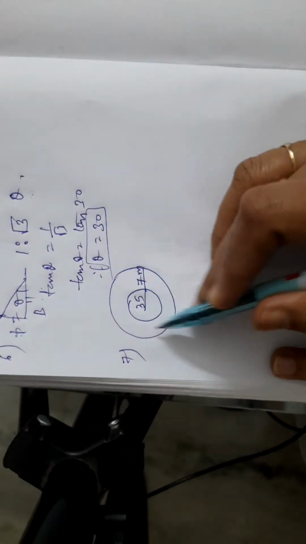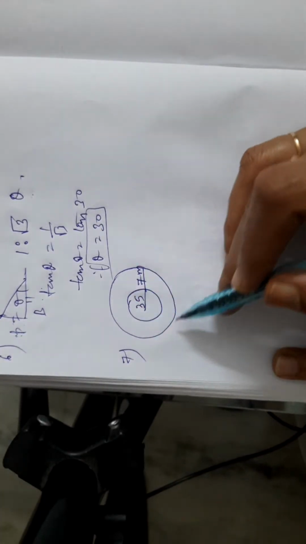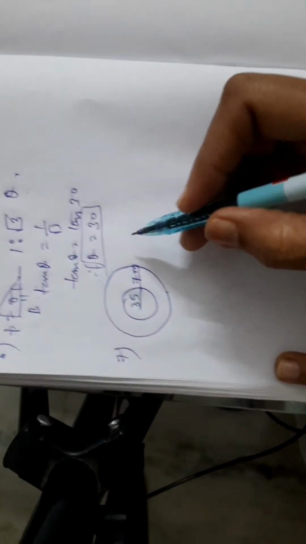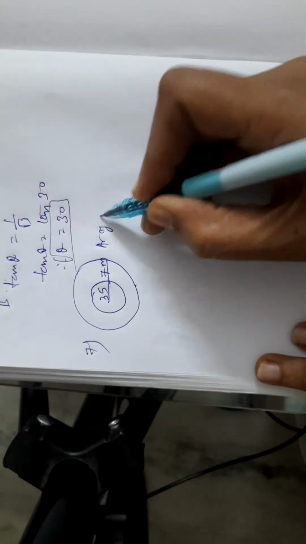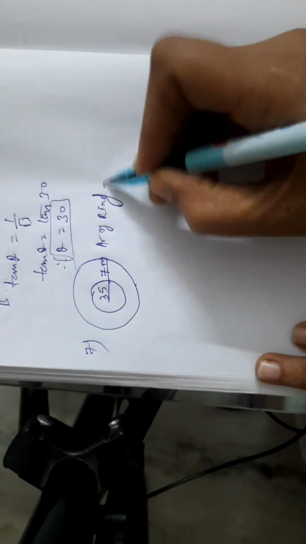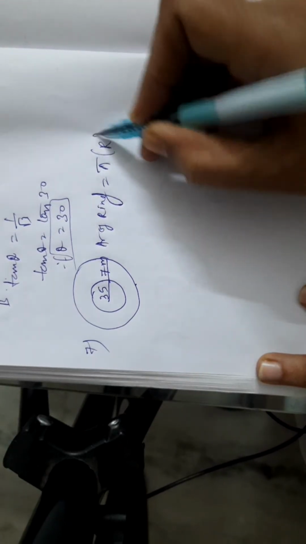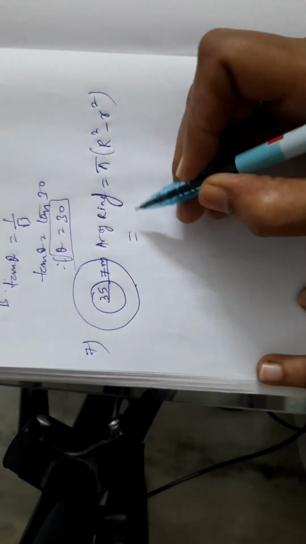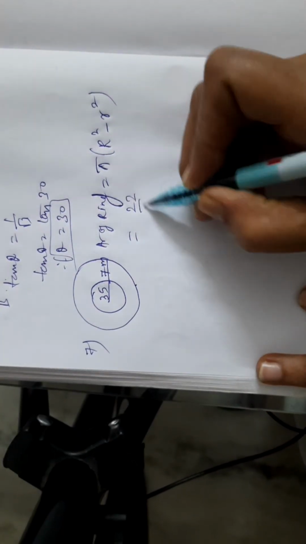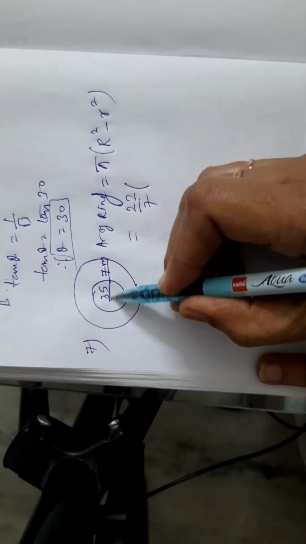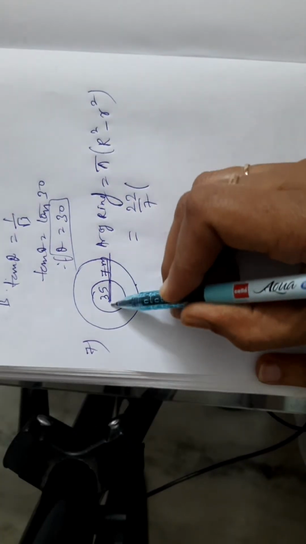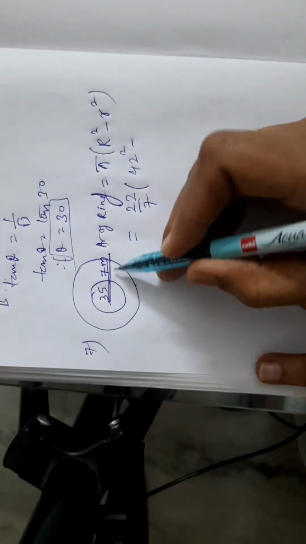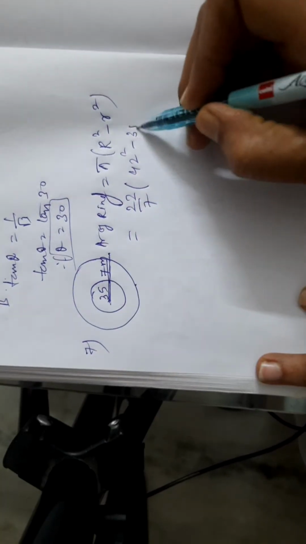So this is nothing but a ring. Whenever we have two concentric circles, we need to use the area of ring. So here area of ring is pi common, capital R square minus small r square. So pi value 22 by 7, capital R will be 35 plus 7. So it's 42 minus 35 small r.